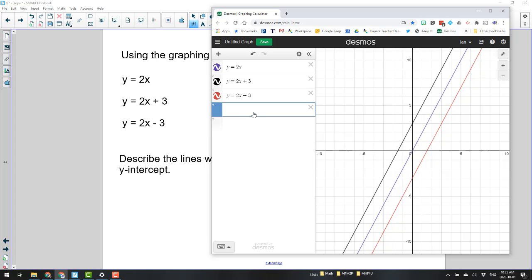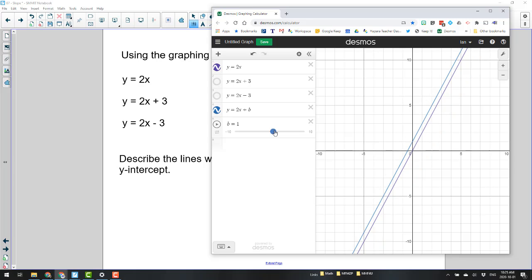Here, let me show you something. So if I were to say y equals 2x plus b, in Desmos, you can see I can add a little slider. So I'm going to press this, and now I can change what b is. As I change my b value, you can see I can literally slide my line up and down on my graph. So the bigger the b value is here, the higher up the line is going to be. If I go lower, the lower down my line is going to be.